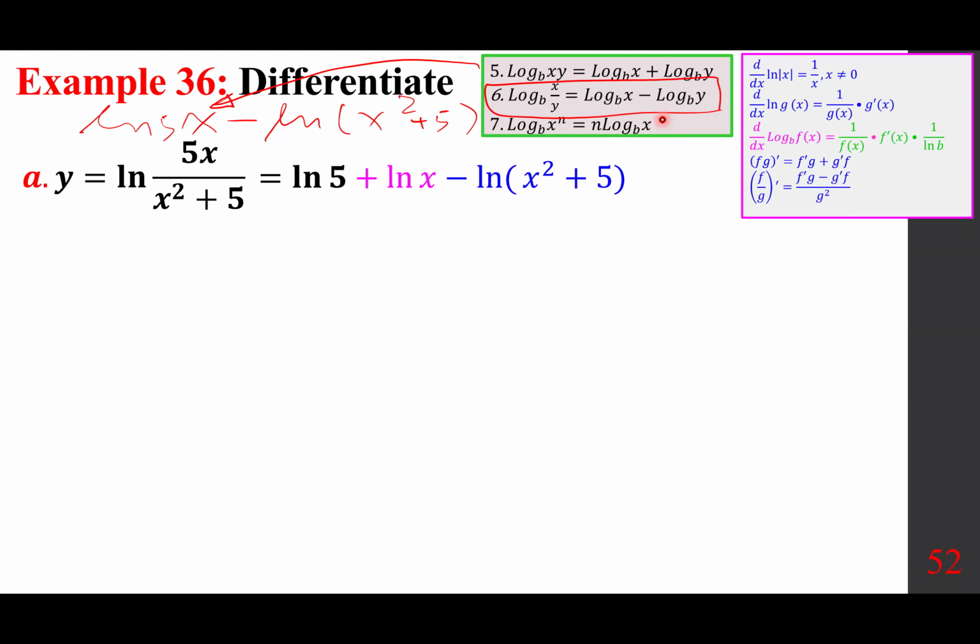All right. Now let's do one by one. y prime equals ln 5 is a number, the answer is 0, ln x is 1 over x. So ln 5 gives you 0, ln x gives you 1 over x. Minus 1 over x squared plus 5 times its derivative, which is 2x, and we are done with calculus. We are going to put them together using our algebraic techniques to finish the job.